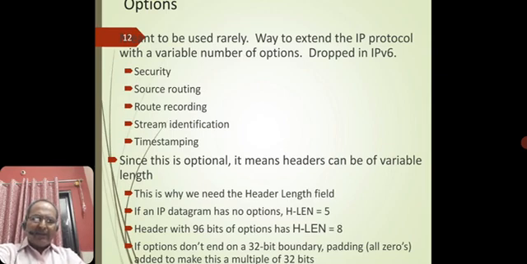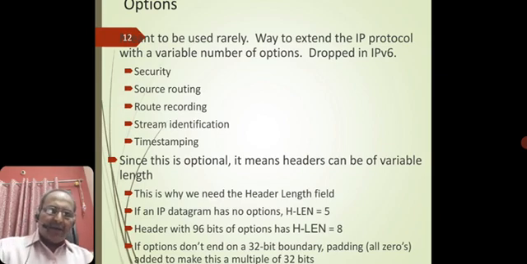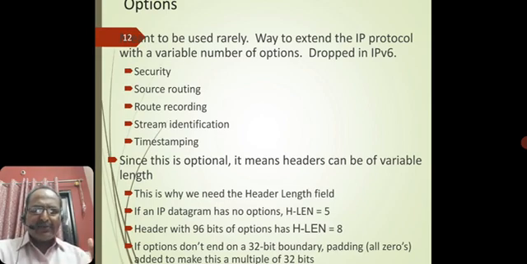If an IP datagram has no option, then the header length can be a 5. Header with 96 bits of option, then the header length will be an 8. So this is very important in many situations. If it is indicative of a 5, this means that no options are included. Well, I hope that you are getting an idea about how things happen as far as technical flexibility is concerned in data communications.